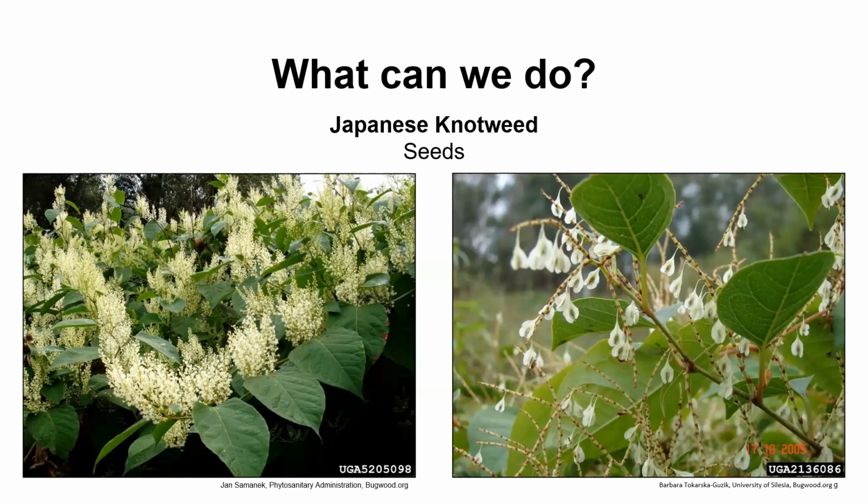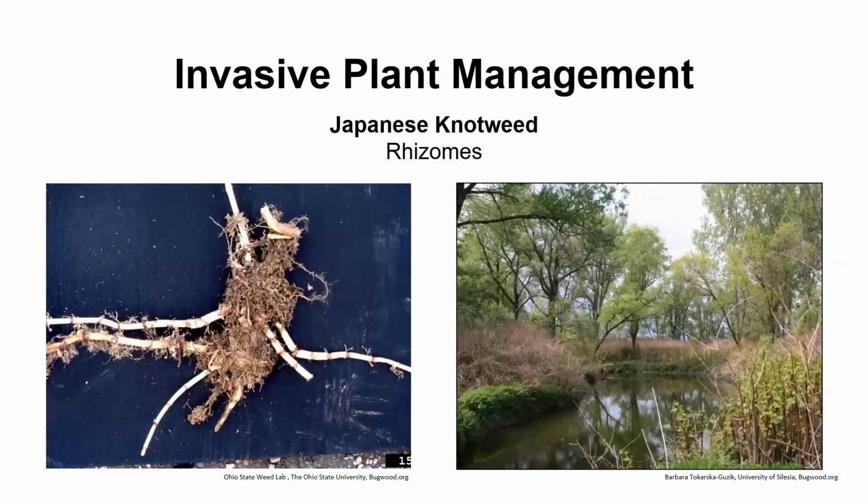Here are all these beautiful flowers that pollinators absolutely love. And then it produces all of these thousands and thousands of seeds. So with Japanese knotweed, it's like a triple threat. First, we have our seeds. Then we have these rhizomes.